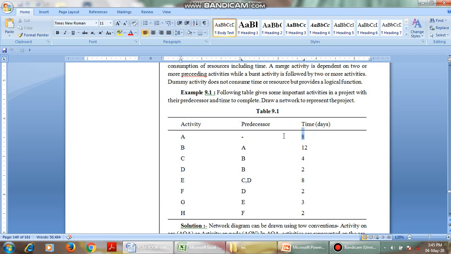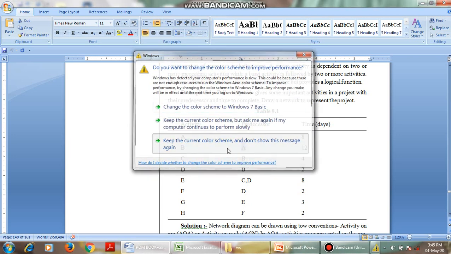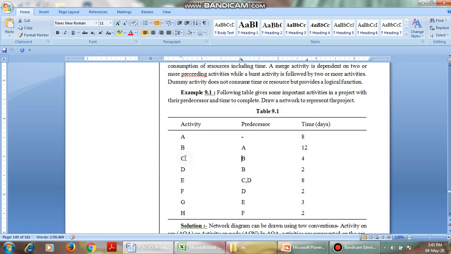For completing activity A, it requires 8 days. From A it moves to B. Before activity B there is activity A, and the time for completion of B is 12 days. Then there is activity C. The preceder of C is B, and it takes 4 days.